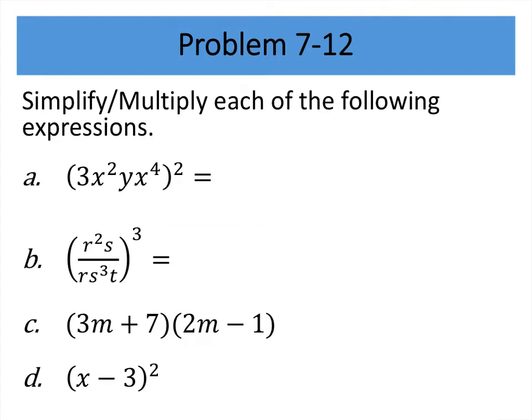So I see that I have two sets of the stuff that's in the parentheses, so I'm actually going to rewrite that out. So I have 3x squared y x to the fourth, and then I have another 3x squared y x to the fourth.